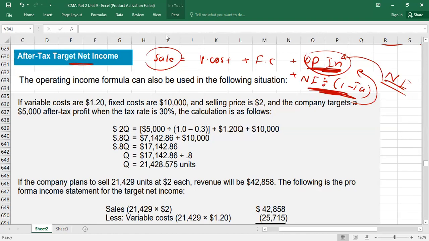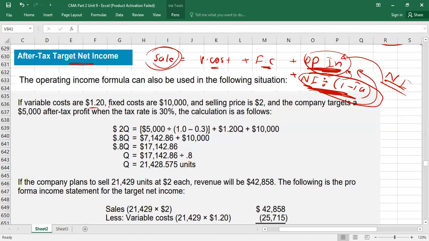So here we go. Let's look at the same question with the same data, but I'm replacing the word operating income with net income. Now, what will the equation be? Sales is equal to variable cost plus fixed cost plus net income divided by 1 minus tax. This net income divided by 1 minus tax is converting back to the operating income. So you have to follow this equation if net income is given. So here we go. For example, the variable cost is $1.2.